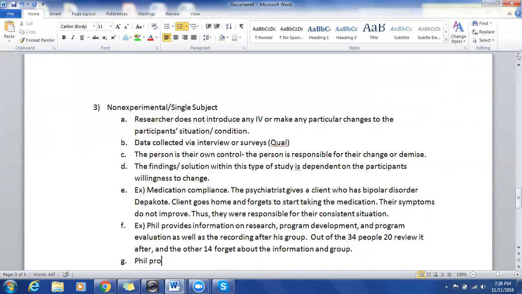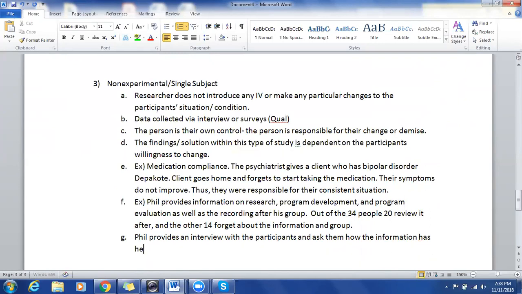Phil provides an interview with the participants and asks them how the information has helped their prep. And then it would be varying degrees. So in this group, if I am going to provide the information out as well as the recording, whether you guys use it or not is up to you and could either help, harm, or keep you in the same boat. So that is an example of a group based.